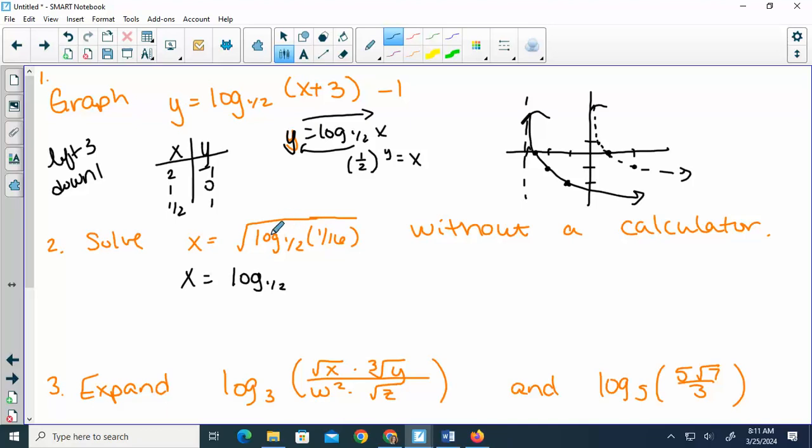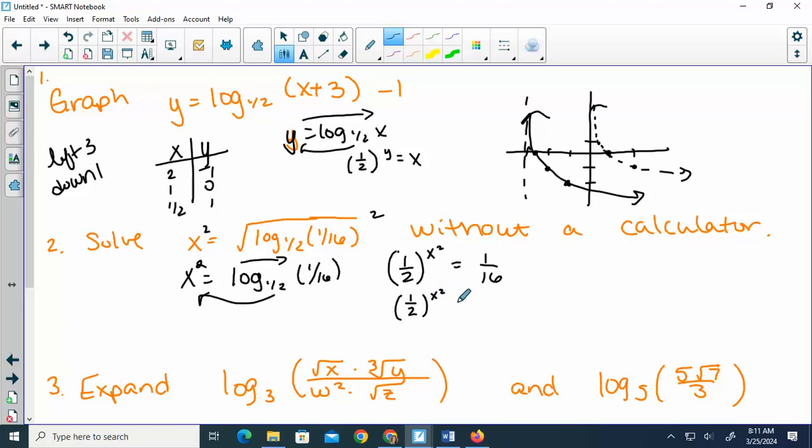Square it? Okay, so if we go that route, x squared equals log base 1/2 of 1/16. So that means 1/2 to the x squared power equals 1/16. What do we have to have to solve these exponentials? Common base. So 1/16, that would be 1/2 to what power? The 4th. So we get x squared equals 4, which means x is plus or minus 2.